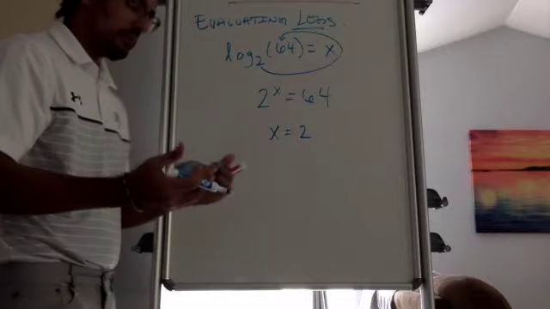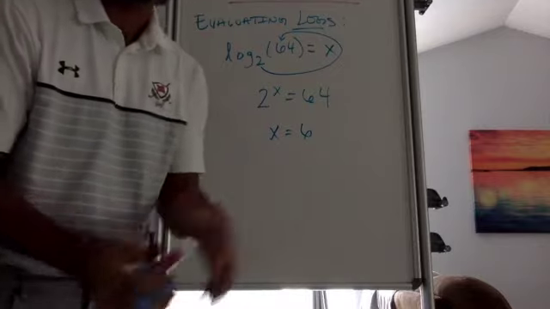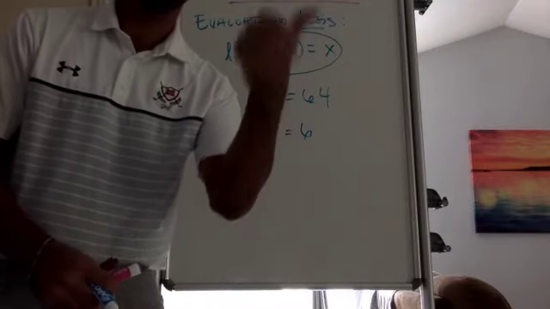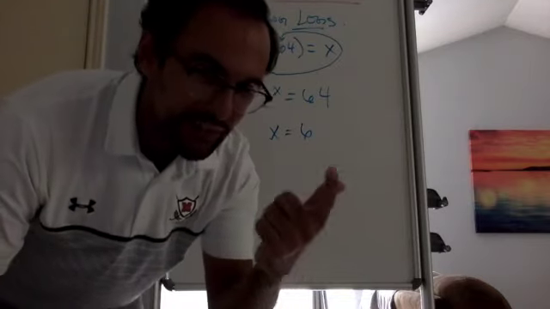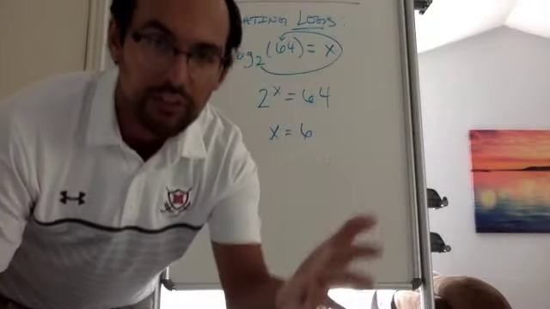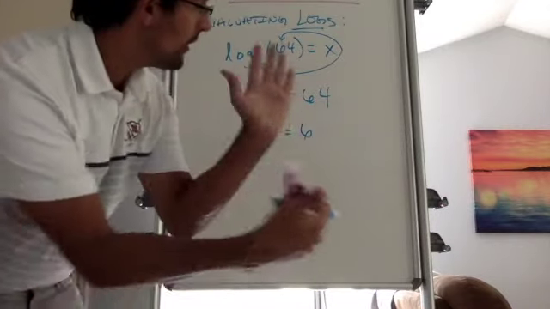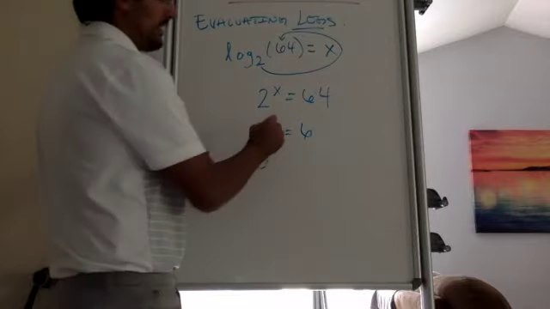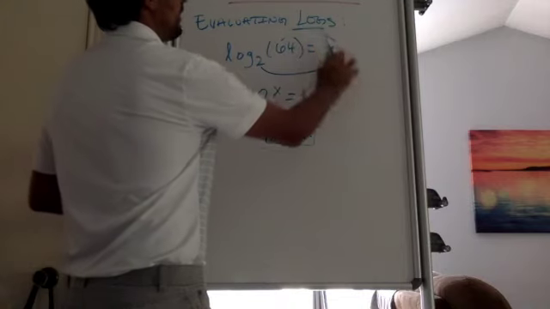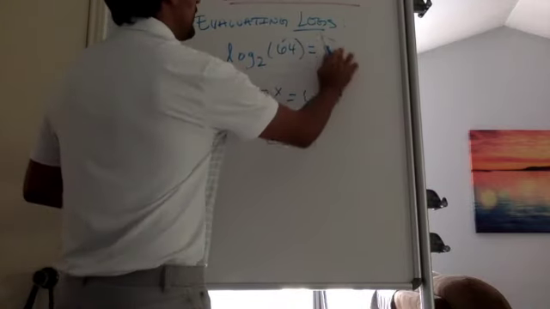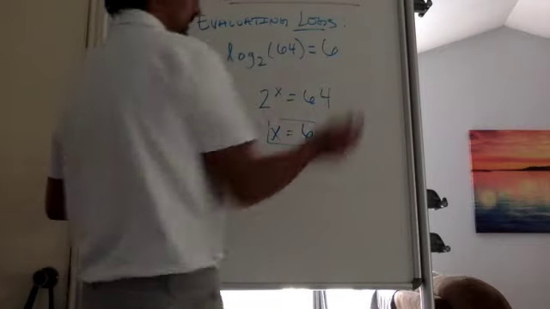So x must equal, I'm sorry, 6. Why did I write that? x must equal 6 because, again, 2 to the first is 2, 2 squared is 4, 8, 16, 32, and 64, what we're looking for. So 2 to the power of 6 is my answer, or 6 is really what x equals. So I can then erase all this stuff and say the log of 64 base 2, without using a calculator, is equal to 6.